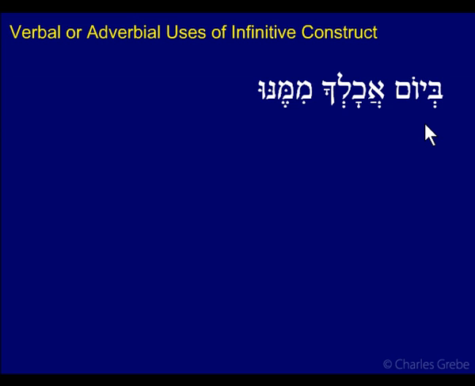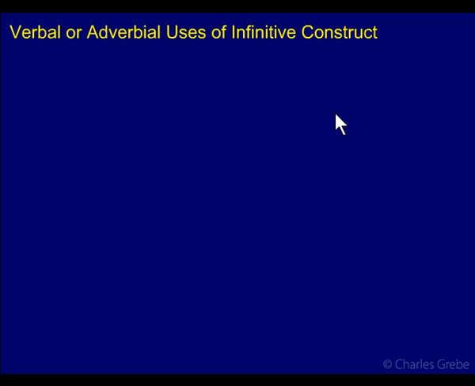Okay. What I was starting to say is that time is not expressed by the infinitive construct itself. Time meaning past, present, or future. So you have to get that from the context. Now often, it will be indicated by these here. Vayhi, and Vehaya.